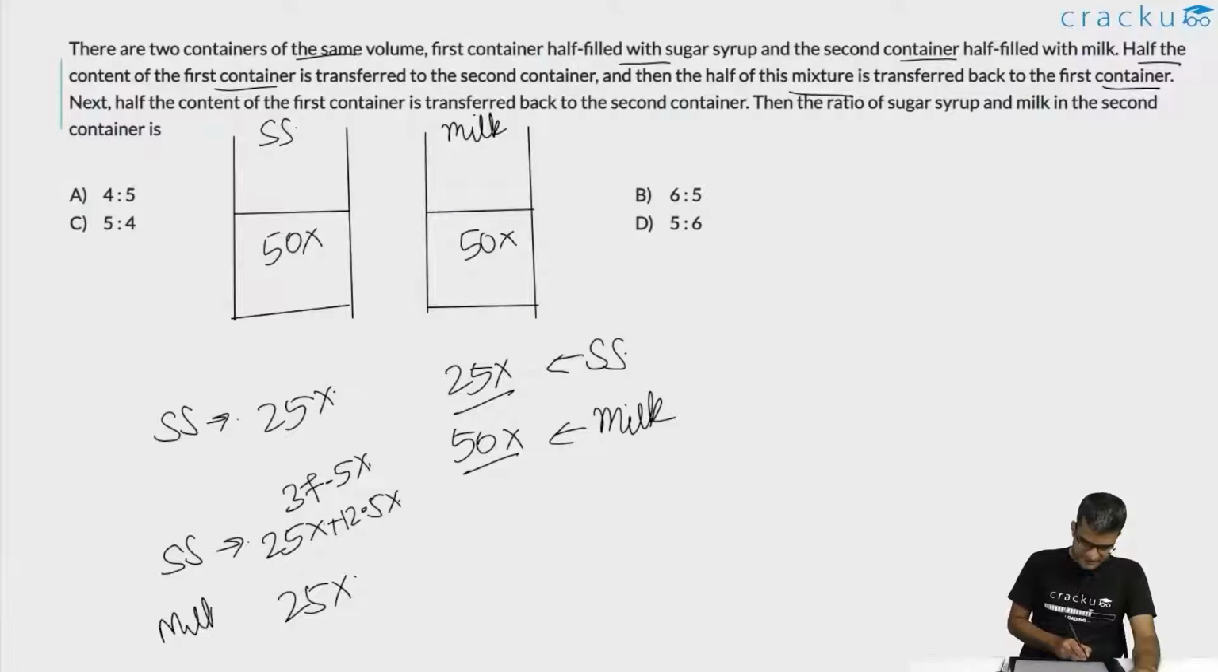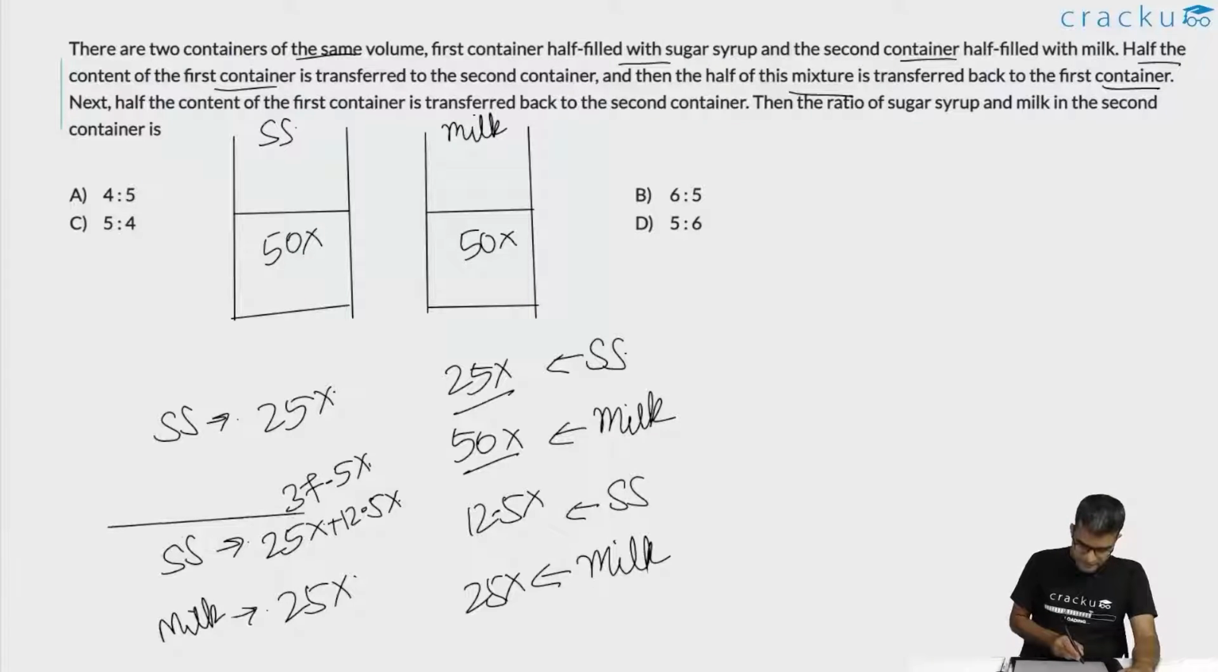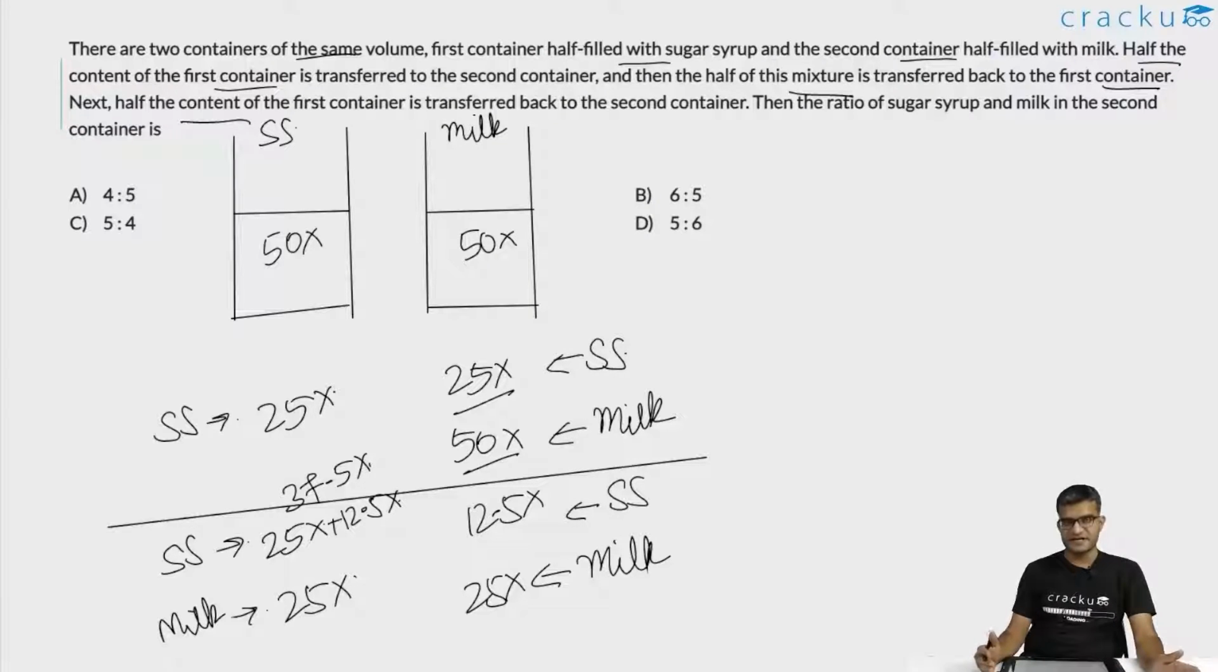Milk in the first container will be 25x. In the second container, sugar syrup will be half of 25x, which will be 12.5x, and milk will be 25x. This is after this transfer is done. Next, again half of the contents of the first container are transferred back to the second container. Again half of milk is transferred, half of sugar syrup is transferred.